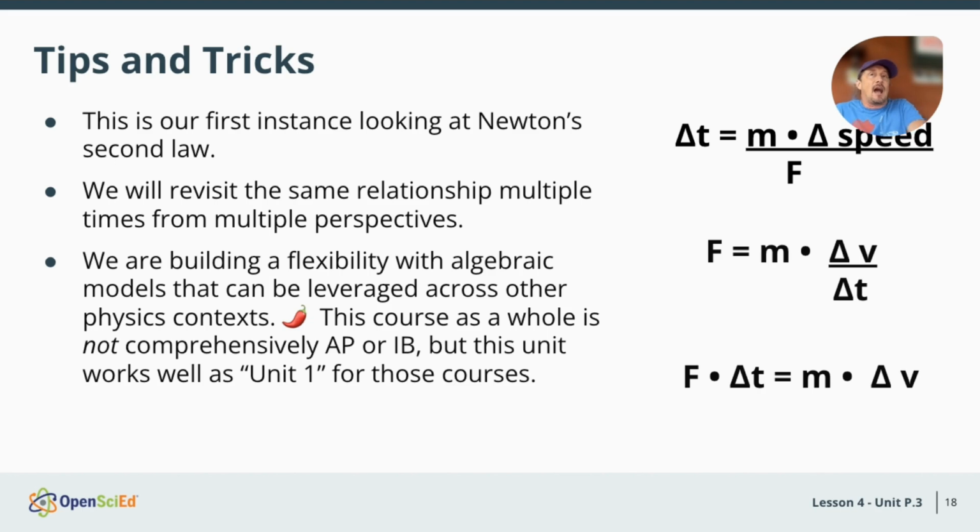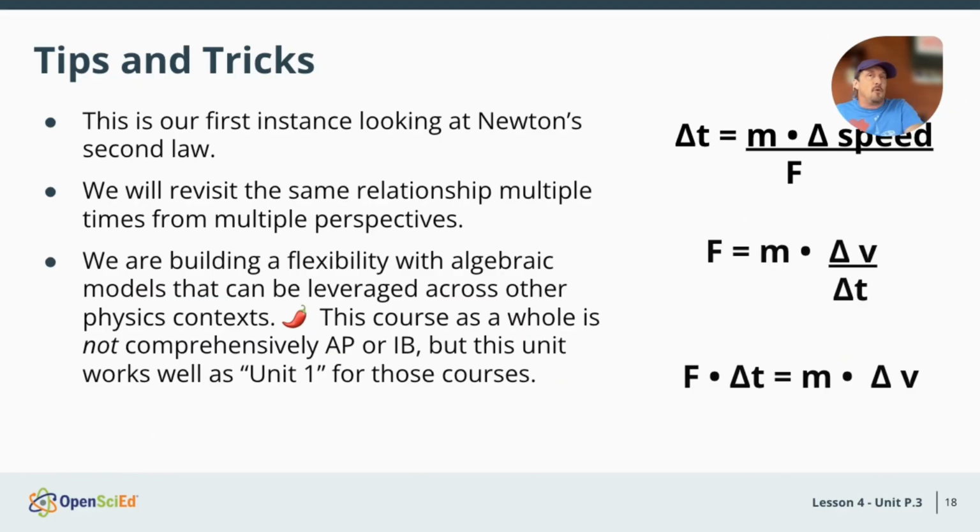I would argue that while OpenSciEd Physics High School is not a comprehensive AP or IB course by any means, Unit 3, the unit that we're looking at here, is a great introduction to those courses. If you taught P3 first in an AP or IB course, you would set students up to understand this flexibility with algebraic models, and then you could leverage that across other contexts.